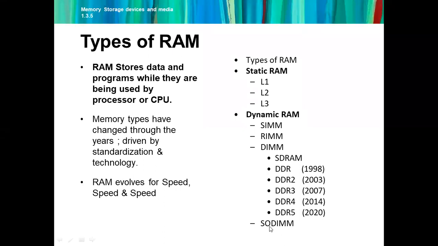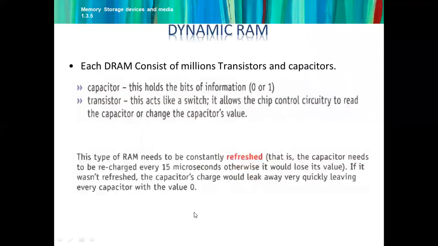SODIMM is a small outline memory module, which is used for laptops. It shrinks a little in size. Okay, DDR, DDR2, DDR3, DDR4, DDR5 all exist just because of the speed factor we wanted. We do have images of DDR1, 2, 3, and 4 available. Not the actual image, but there is a thing that I need to talk about in the DDR section.